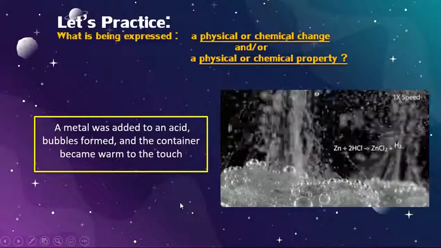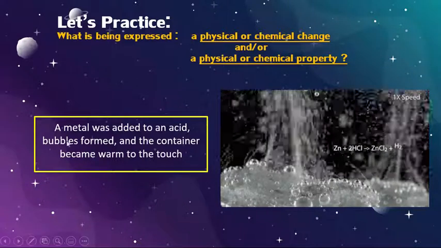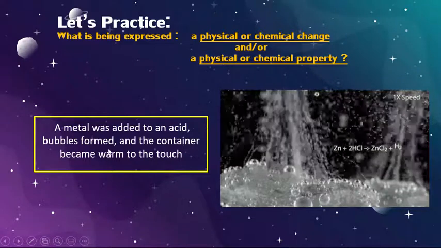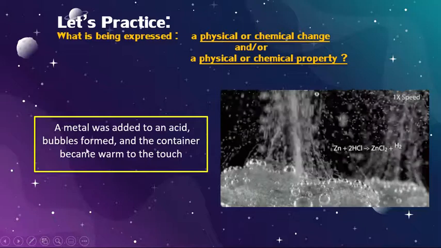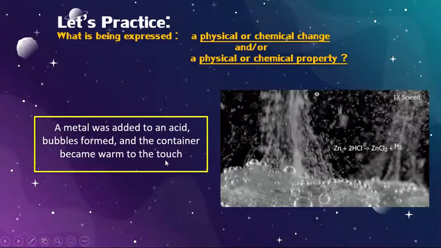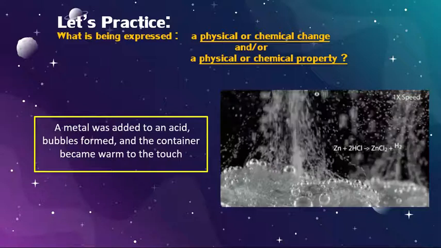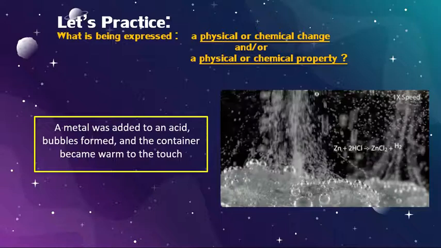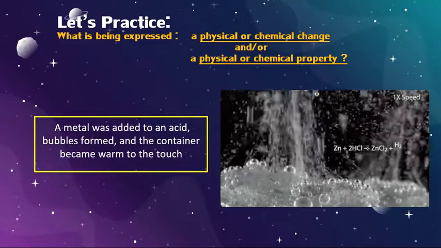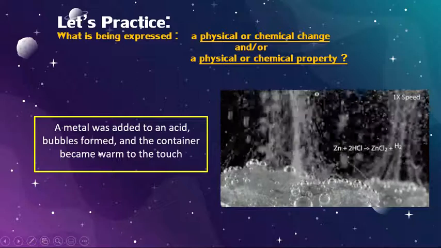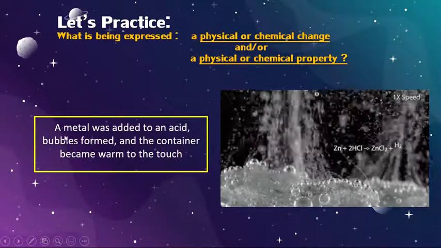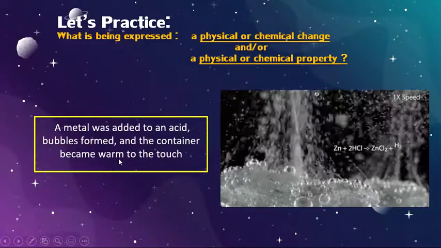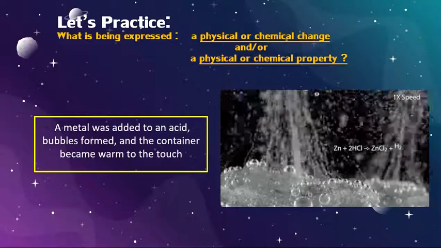And finally, our last example involves a metal being added to an acid. When that happens, as you can see in the animation, bubbles form. You can see the fizz in the picture, and the container became warm to the touch. So the environment, the container being part of the environment or the surroundings, feels warm to the touch. So ask yourself, is this a physical or chemical change? Well, sure, it looks different, but because bubbles are being formed, that's evidence of a gas being produced, a new substance is being produced, and there's an energy change due to the warm container. We can say that this is a chemical change that's occurring.